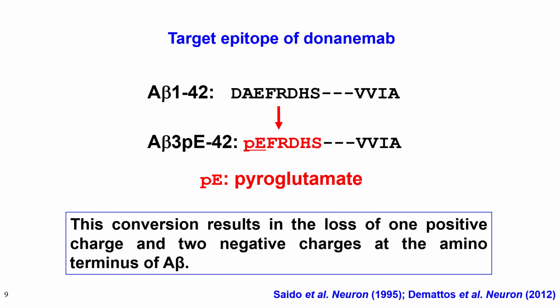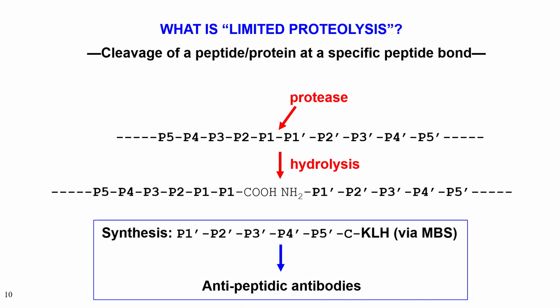Here is a target epitope of donanemab that is generated by conversion of A-beta 1-42 to A-beta 3PE-42. PE stands for pyroglutamate. This conversion results in the loss of 1 positive charge and 2 negative charges at the amino terminus of A-beta. Let me now briefly discuss limited proteolysis.